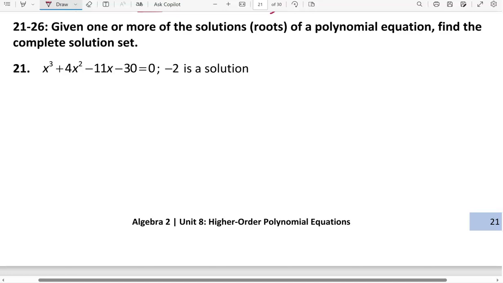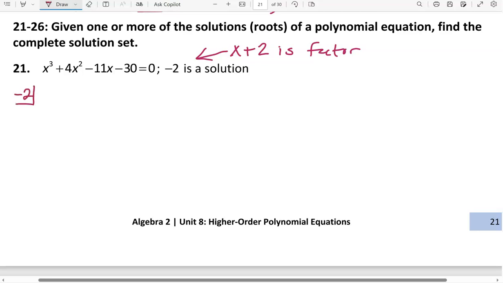In 21 through 26, given 1 or more solutions or roots of a polynomial equation, find the complete solution set. This is degree 3, so if we are given 1 solution, we're expecting 2 more. So if negative 2 is a solution, that means that x plus 2 is a factor, and if x plus 2 is a factor, we can divide by it to find the other factor. You could use polynomial long division, but synthetic division would probably be easier.